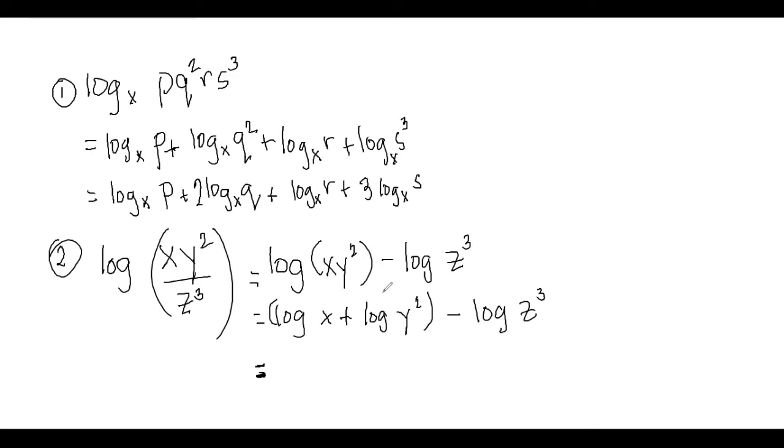Okay? So imumultiply natin yung exponent doon sa kanila. So we have the logarithm of x plus 2 logarithm of y minus 3 logarithm of z. So that is our expanded form for logarithm of xy squared over z cubed.